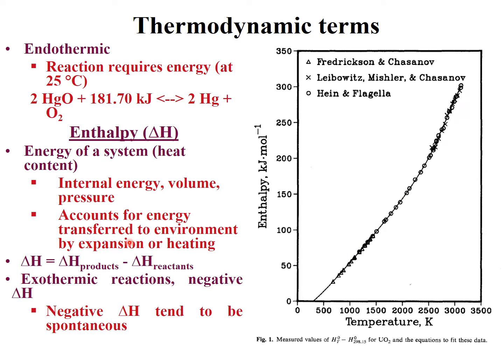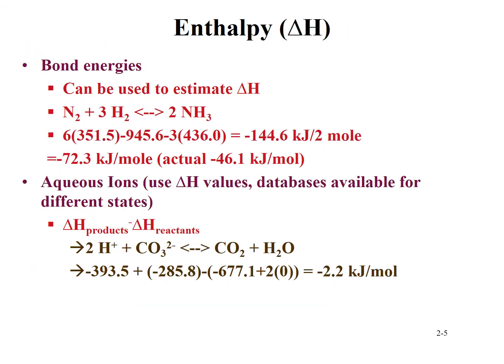What's really measured is the change in enthalpy, delta H, and you can often determine that for a reaction by taking the products minus the reactants. Exothermic reactions are negative and they tend to be spontaneous. Enthalpy can also be estimated using bond energies.